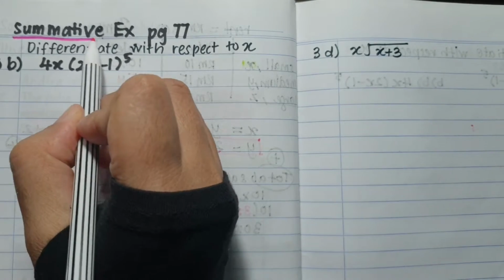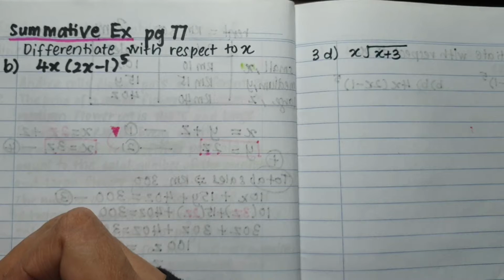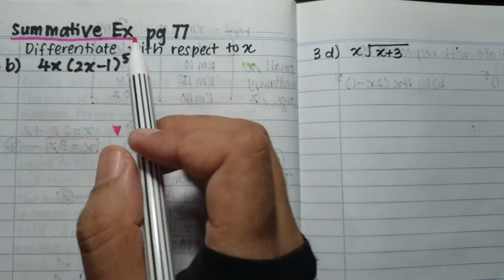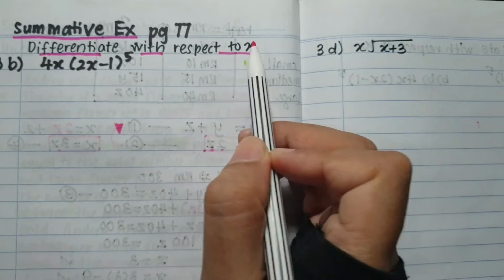Okay, let's answer this question. Summative exercise, page 77. Alright, number 3. Differentiate with respect to x.